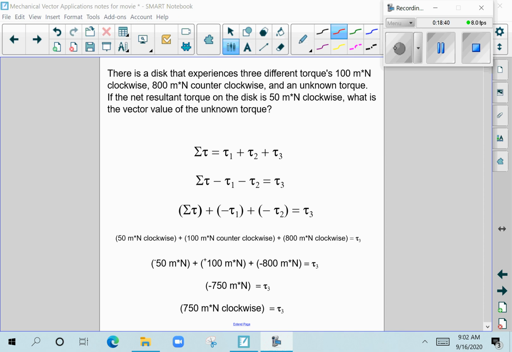So I'm going to now have to subtract vectors. But subtraction is really adding the opposite. So instead of going 50 meter newtons minus 100 clockwise, I'll say 50 meter newtons plus 100 counterclockwise. And then instead of subtracting out 800 counterclockwise, I'm going to just add 800 clockwise. Now simply add these up, and I come up with a negative 750 meter newtons, which is 750 newtons clockwise.